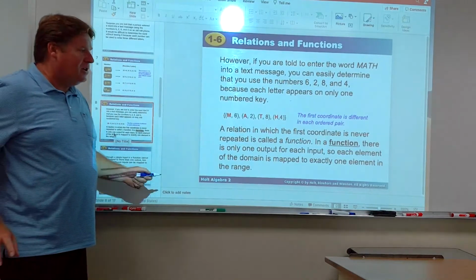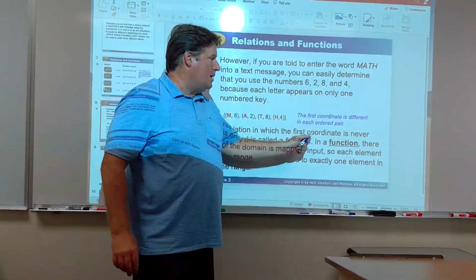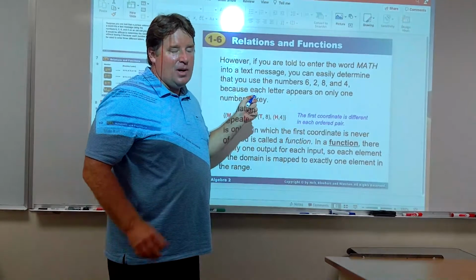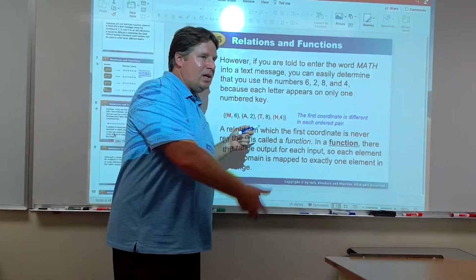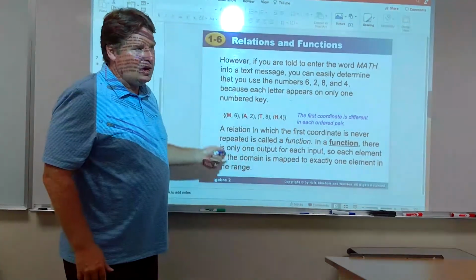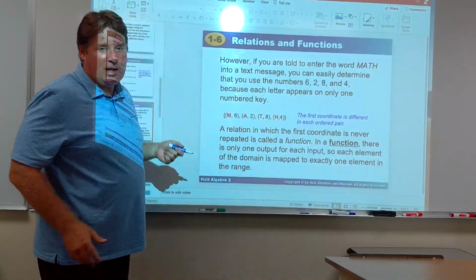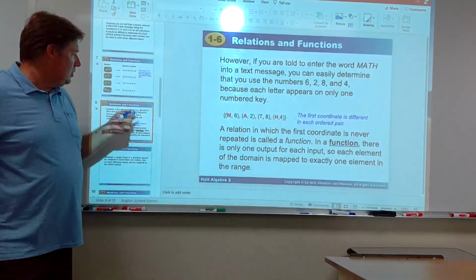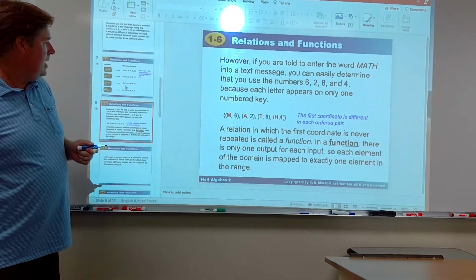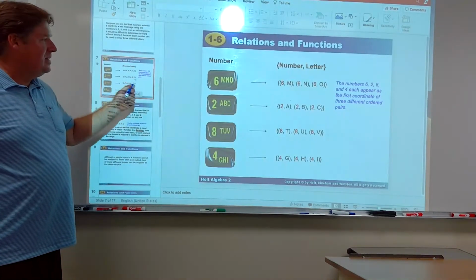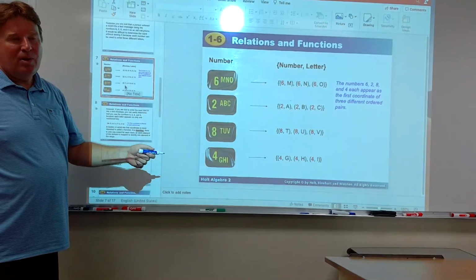Now, a function is when, okay, I put in an input, I can only get one thing out of it. So it can only go to one thing, and that's all that you can go to. That makes a relation a function. Okay, so our previous example up here, this is not a function because 6 could go to M, N, and O, okay?